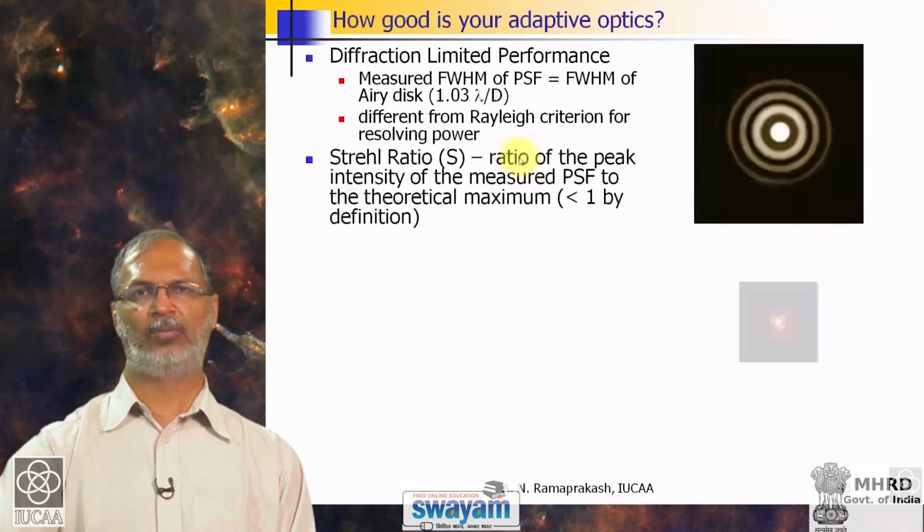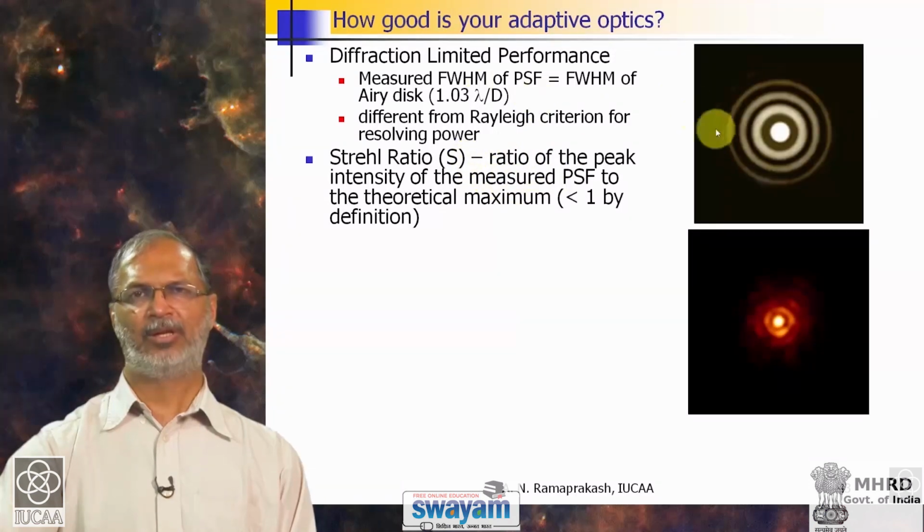Now, if I have an AO system, I can compare the full width at half maximum of the image produced by the AO system with that of an ideal Airy disk pattern, and that comparison would give you how well your adaptive system is performing.